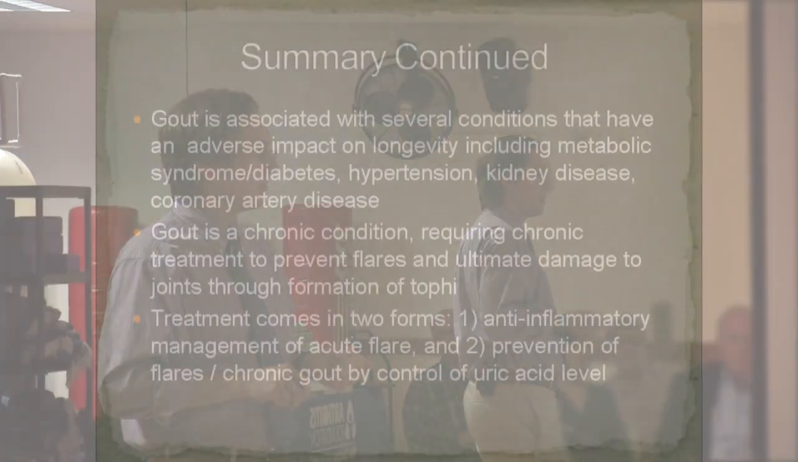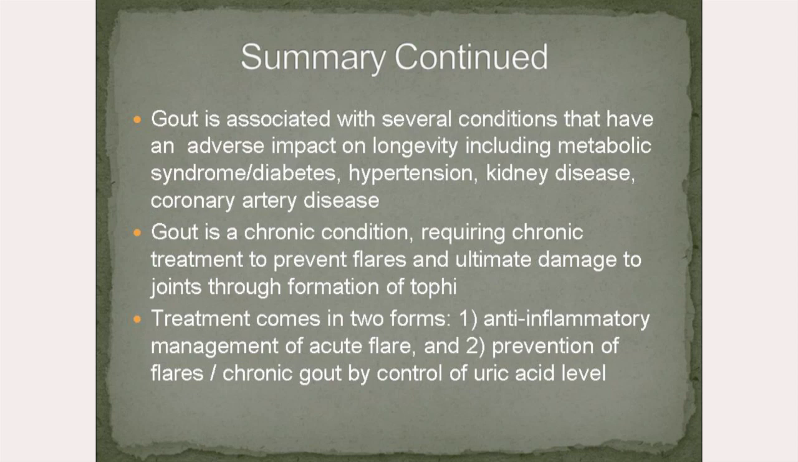And this is the main key, I think, that the main misunderstanding is that the treatment comes in two forms: anti-inflammatory management of acute flares, and prevention of flares in chronic gout by controlling the uric acid level. If there's one thing I want to impart, it's that there's always two components to the treatment of gout. There's treating flares when they arise, and there's lowering the uric acid level. When we're lowering the uric acid level initially, we need to have an anti-inflammatory on board as well to prevent a gout flare. And then once the uric acid level is down for several months, we can stop the anti-inflammatory and just keep you on the medication to keep the uric acid level down.